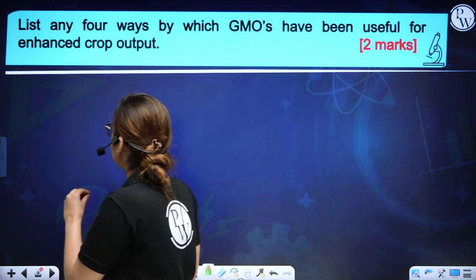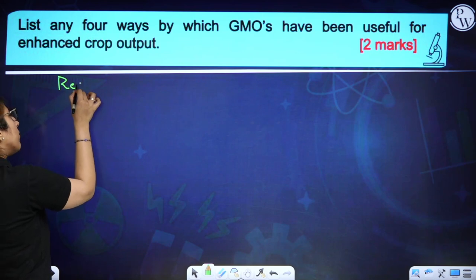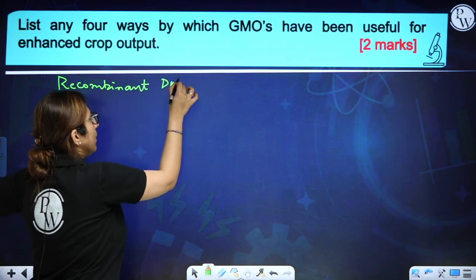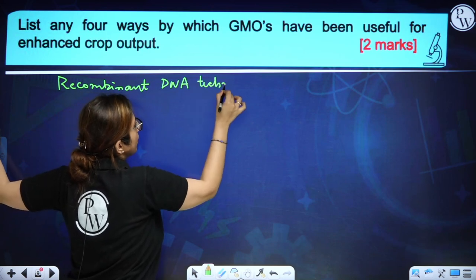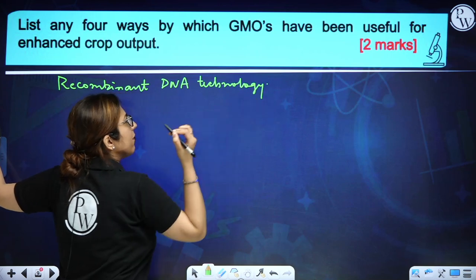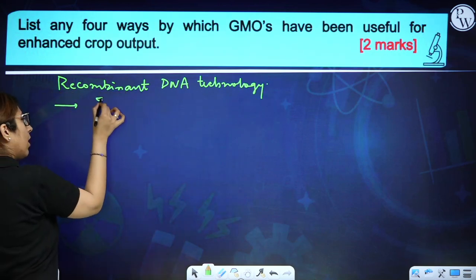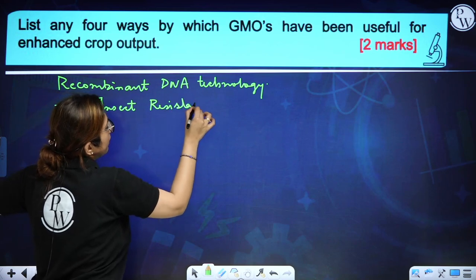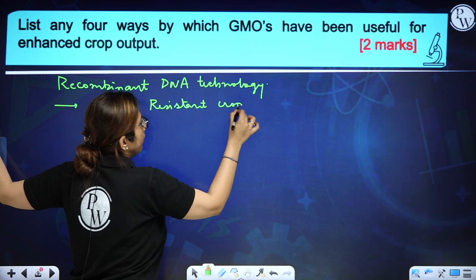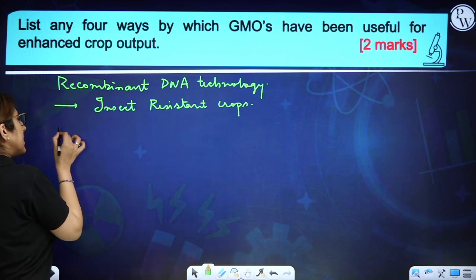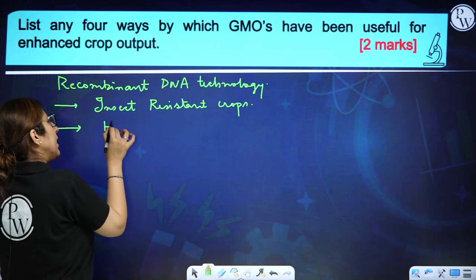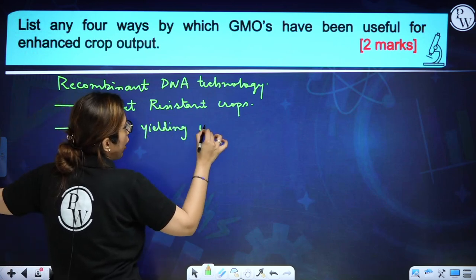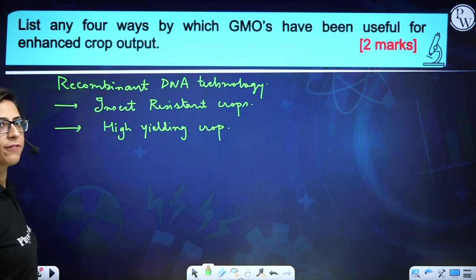See, with the help of recombinant DNA technology, we have created crops which are, we all know, insect resistant. We have created insect resistant crops. Second important thing, high yielding crops. Now today we have those crops with us whose overall yield is very, very high.